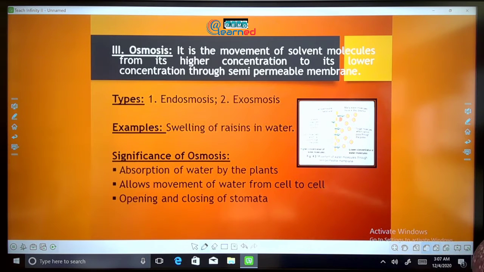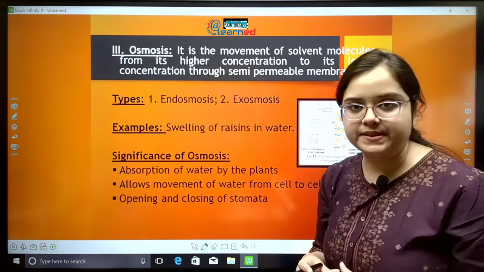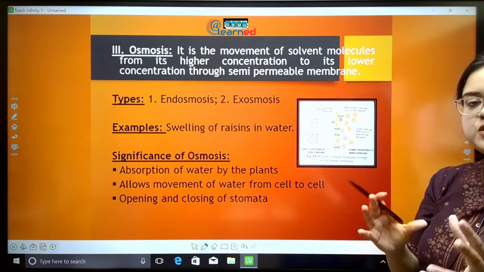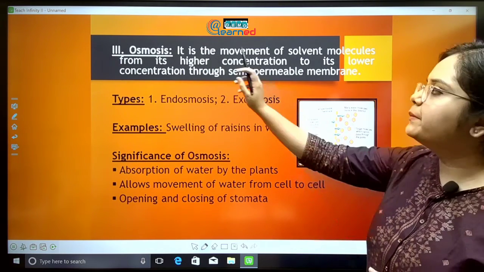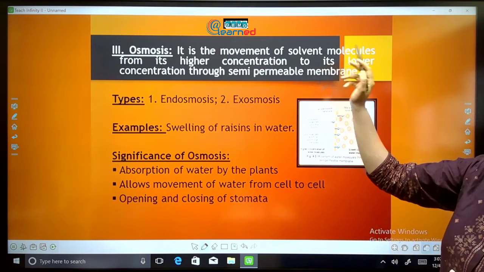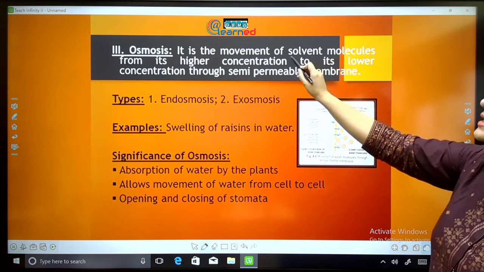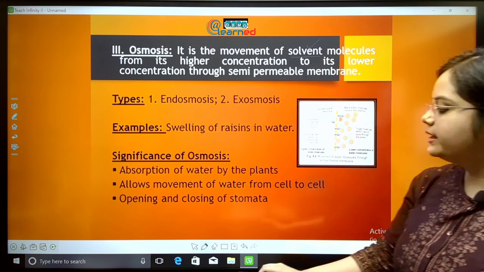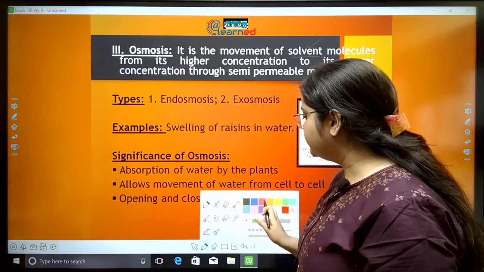In the third process we talk about osmosis. We will talk about the difference between the two, diffusion and osmosis, but first, what is osmosis? Osmosis is the movement of solvent molecules. Note this down, solvent.